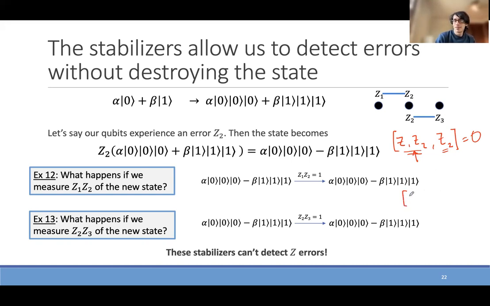But on the other hand, it's easy to check that the commutator of Z1, Z2 and, say, X2 is definitely not 0, which is why when you act with this, it changes the value of this.